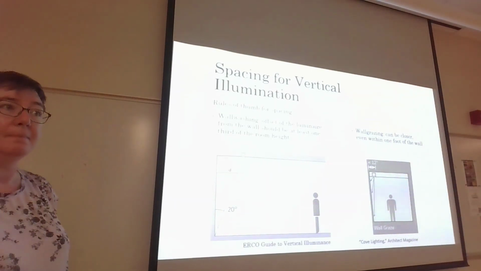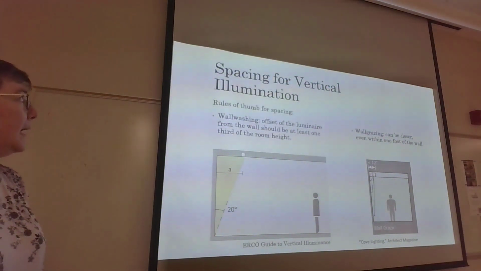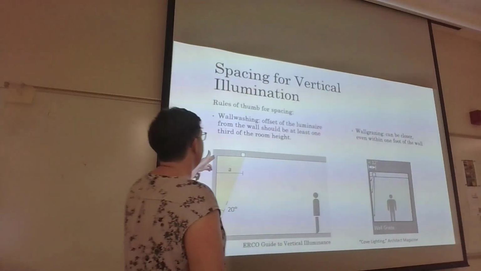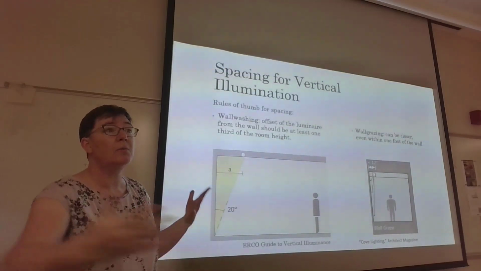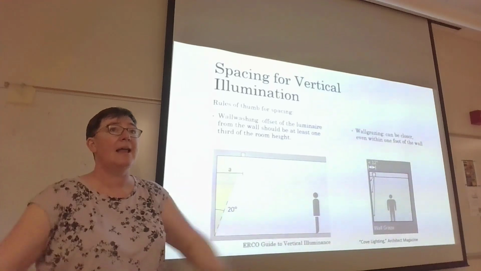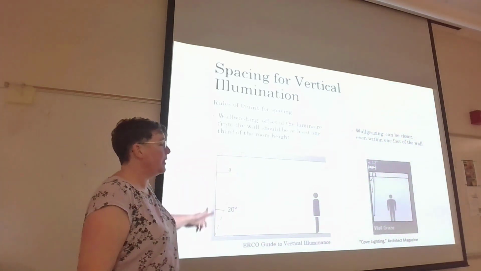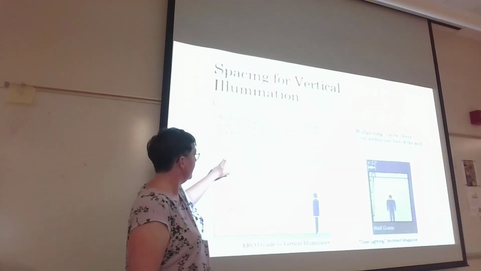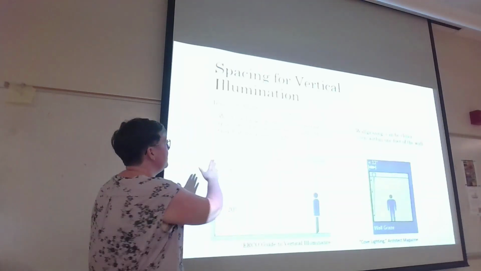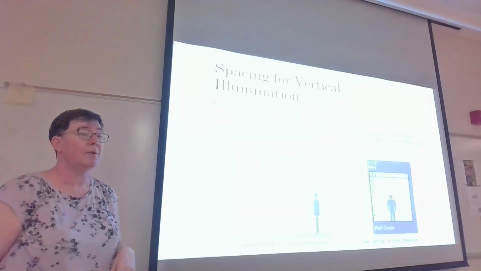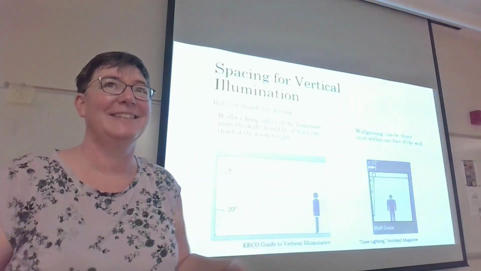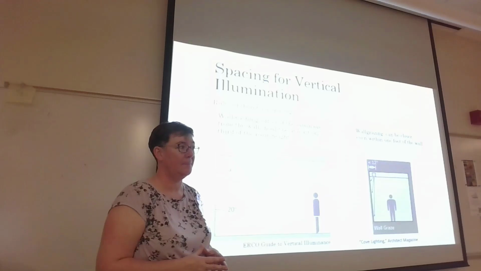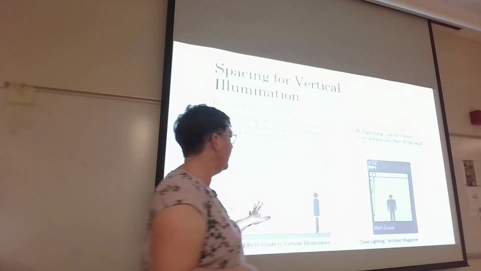Here's a couple more rules for spacing. It's the difference between wall washing and wall grazing. Wall washing attempts to evenly illuminate a particular wall. Maybe the whole wall has a series of artwork, or maybe you want to highlight a particular area, but you want to wash that wall with light. For wall washing, you want to move that luminaire, which asymmetrically produces light, about a third of the room height. So if your room is 9 feet tall, move it about 3 feet away from the wall. Nice even coat of light, spread all around your room.